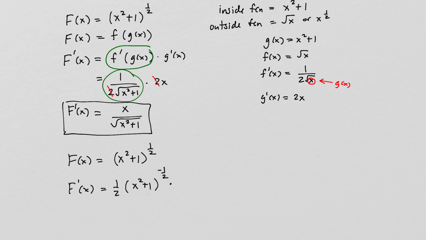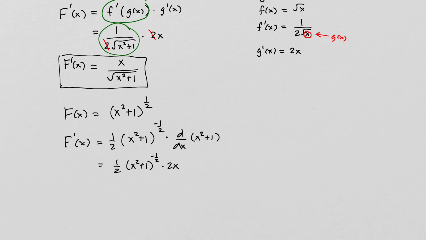Then we have to multiply that by the derivative of the inside. So that is the derivative of x squared plus 1. And this is where we get 1/2 x squared plus 1 to the negative 1/2 multiplied by 2x. And then the 1/2 and the 2 will cancel out. And this becomes x over x squared plus 1 to the positive 1/2. And then we can rewrite that using square root notation.